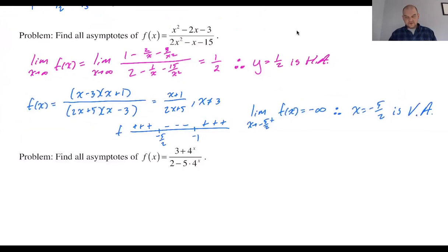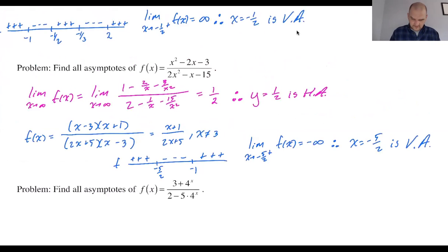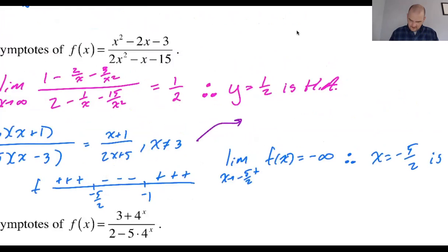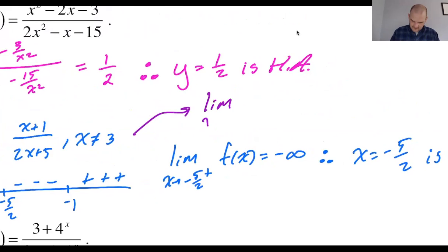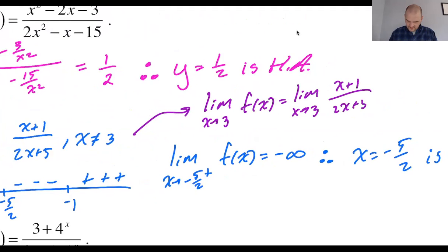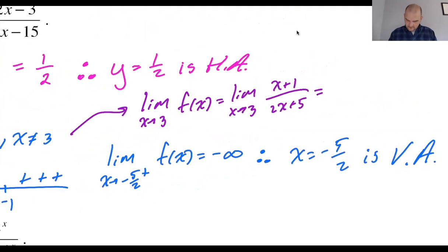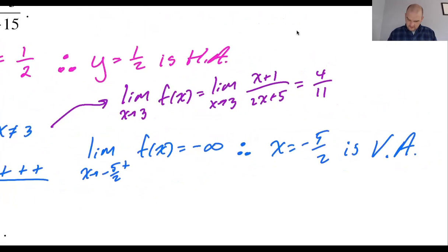There is no horizontal asymptote. There's a removable discontinuity at x equals 3. So if I were to do this, take this up here and do the limit as x approaches 3 of f of x, that's going to be the limit as x approaches 3 of x plus 1 over 2x plus 5, which is 4 over 11. 6 plus 5, 4 over 11. So there's a hole or removable discontinuity at 3 comma 4 over 11.